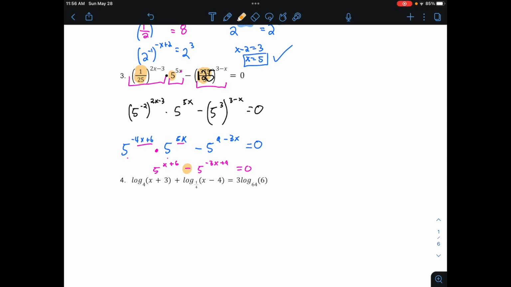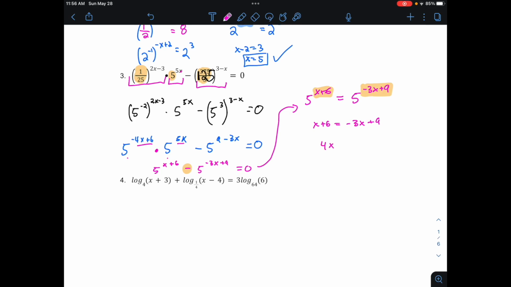You might try to factor something out of everything, but there's actually a much more straightforward method here. So instead of doing any of that, I'm just going to add 5 to the -3x plus 9 to both sides. And so we get 5 to the x plus 6 equals 5 to the -3x plus 9. Now I have 5 to some power, x plus 6, equivalent to 5 to some other power, -3x plus 9. So that must mean that x plus 6 is equal to -3x plus 9.